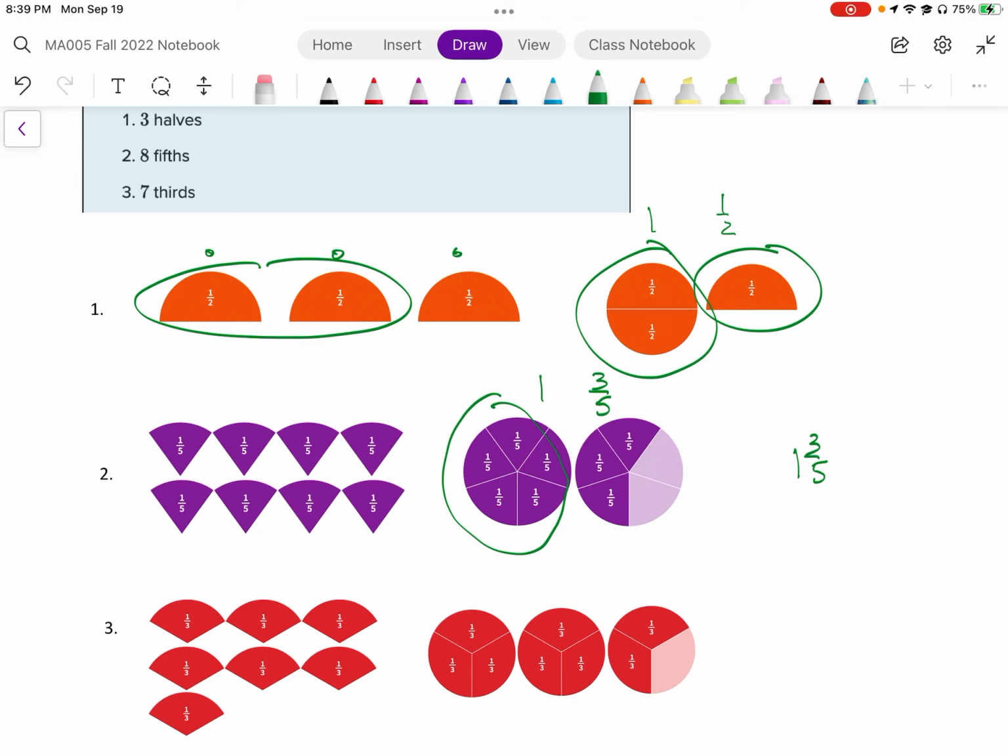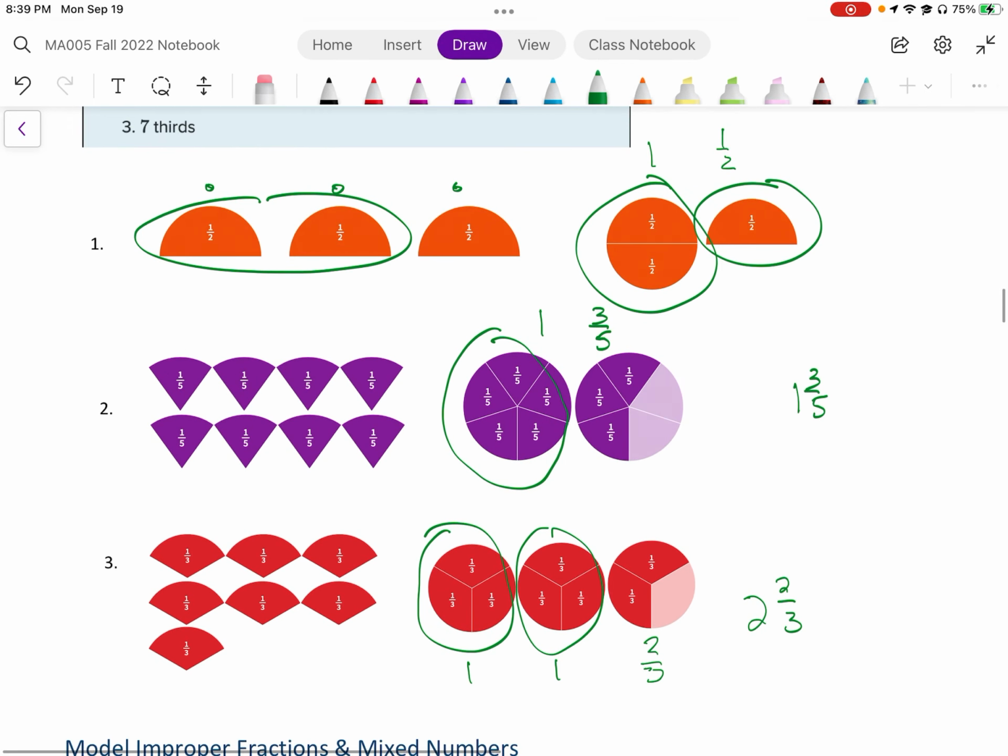If we've got 7/3, which was the last part of that question there, well, 3 of them make 1, another 3 of them make 1, and then we're left with 2/3. Okay, so we get 2 and 2/3. All right, another way to think of it is we've got 1, 2, 3, 4, 5, 6, 7/3.